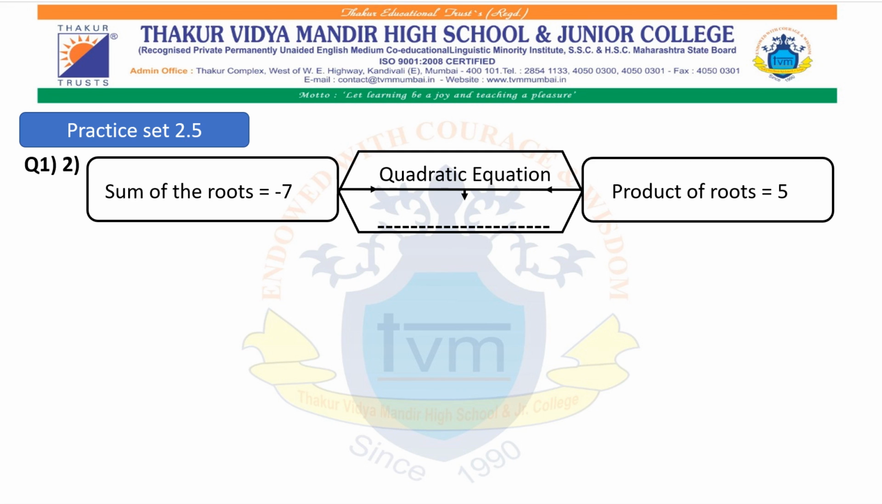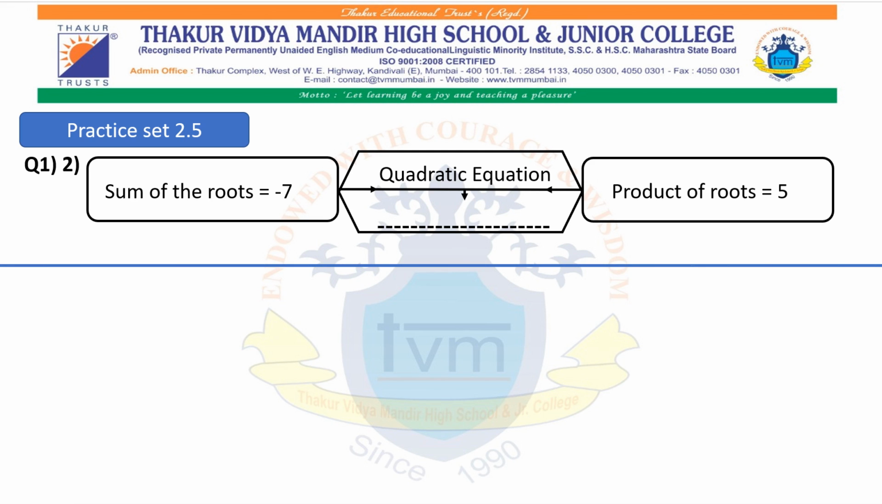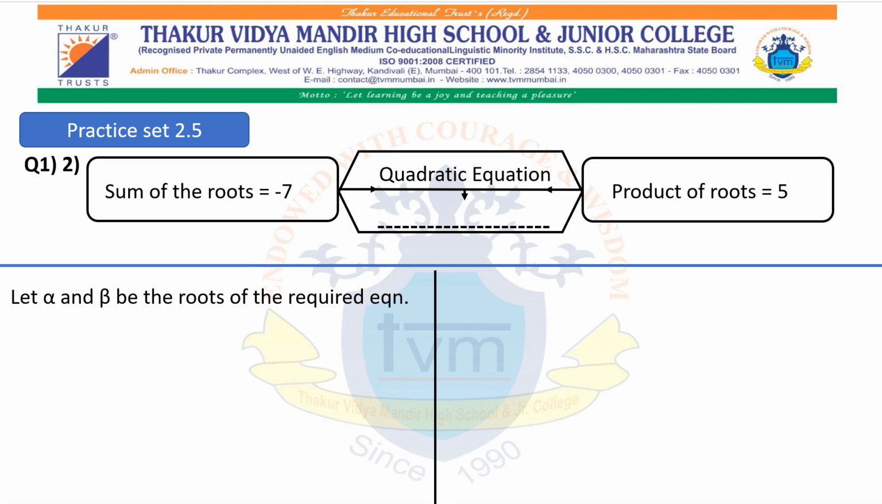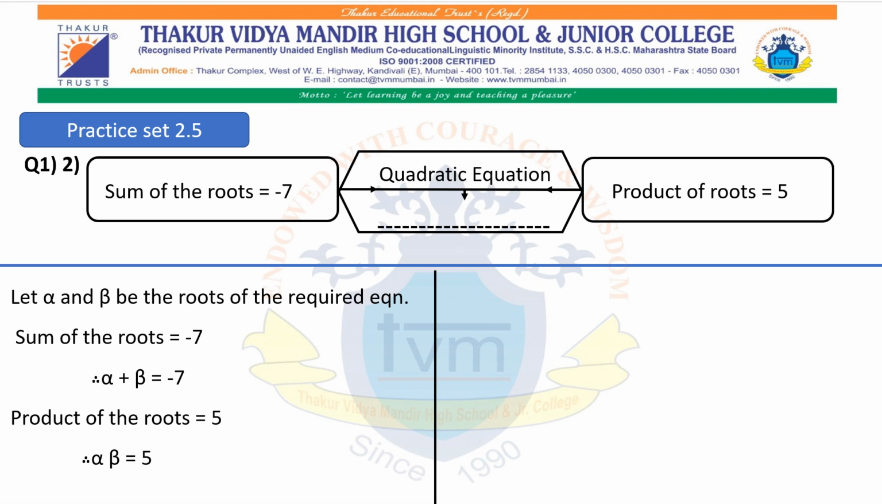Just now we had seen how to frame a quadratic equation if the sum of the roots and the product of the roots are given. Here, let us assume the two roots as alpha and beta. Then we have the value of the sum of the roots, that is minus 7. Sum of the roots means alpha plus beta equals minus 7. They had also given us the product of the roots, that is 5. It means alpha into beta equals 5.